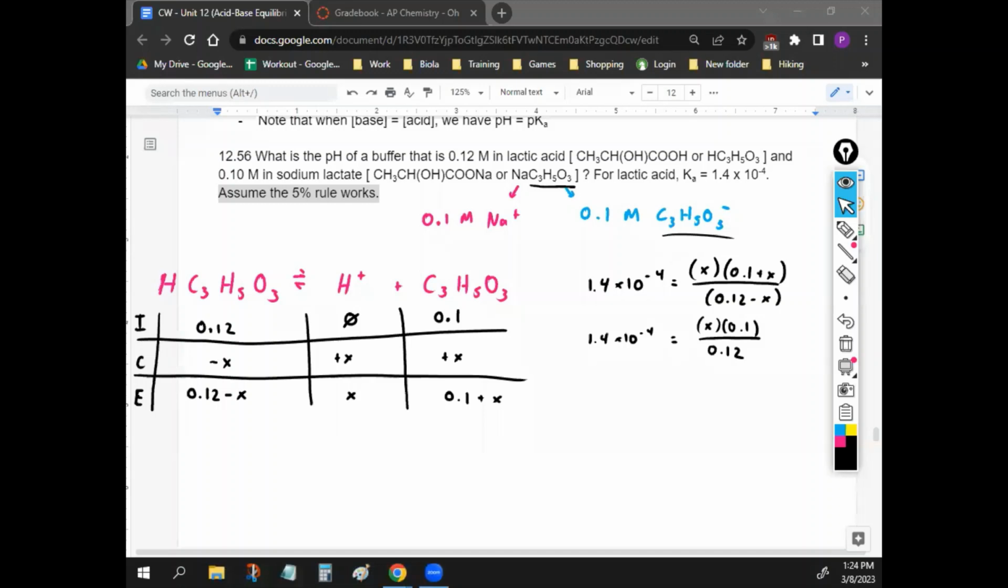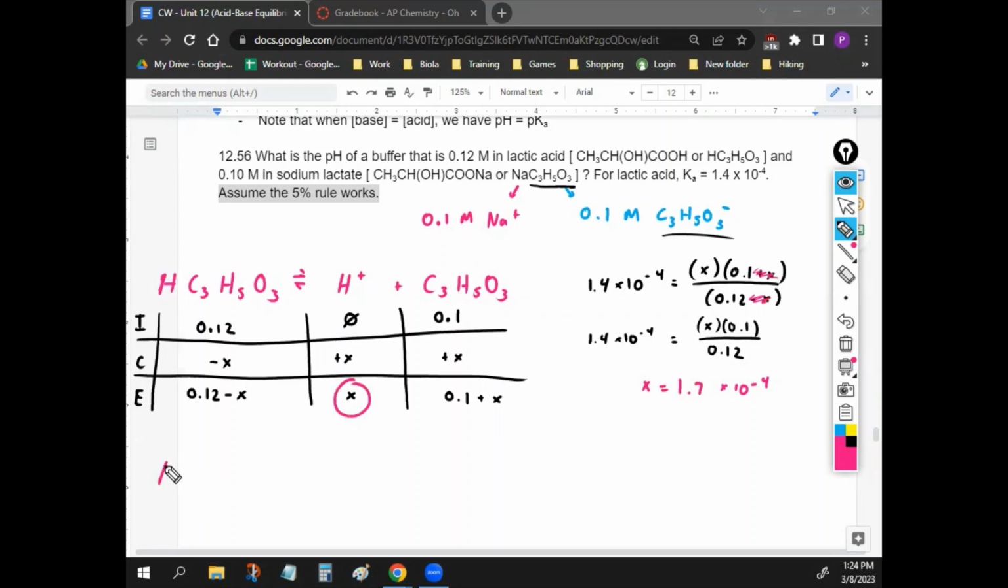Okay, guys. So I set up the ICE table for you. So you guys should get these values. Now I plugged it into the equilibrium constant equation. Since we can assume the 5% rule, we can ignore all the changes that are insignificant. So we can get rid of 0.1 plus x. We can get rid of the change here. And that gives you a very manageable equation to solve. Okay, and then that's going to give you a value of x equal to 1.7 times 10 to the negative 4. Okay, so now you have the H plus concentration.